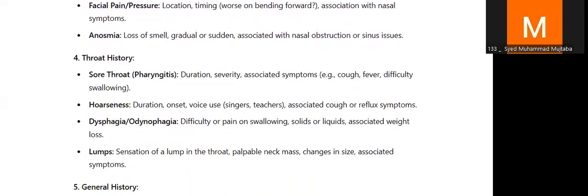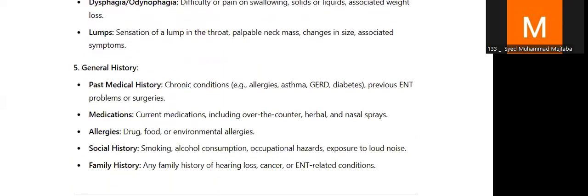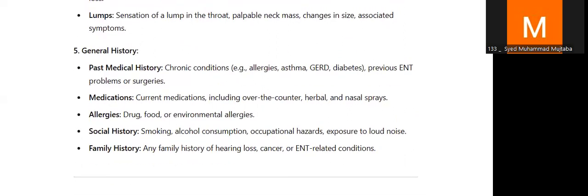And now we come to the throat history. The major clinical questions are dysphagia, odynophagia, and lumps. These three questions point towards a differential diagnosis of malignancy. Other questions can be pertaining to sore throat, whether there is any hoarseness of voice, as well as any viral infection. Now, lastly we will describe the general medical history, his medications, his family history, and if he has any known allergies.